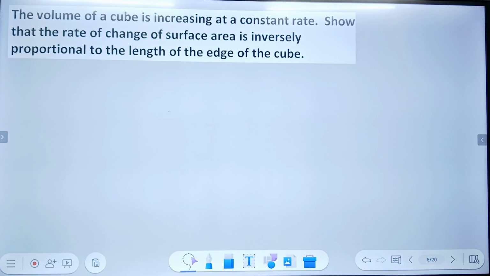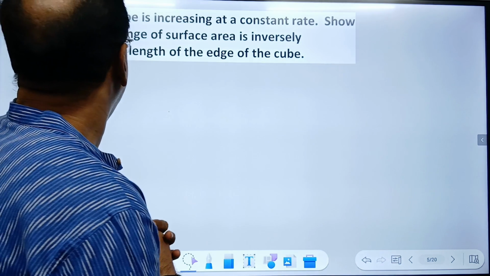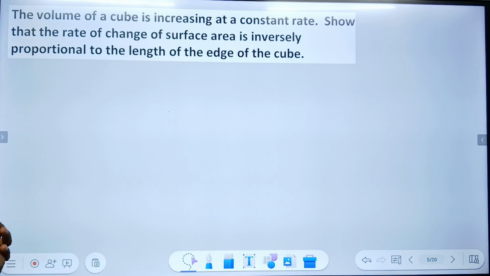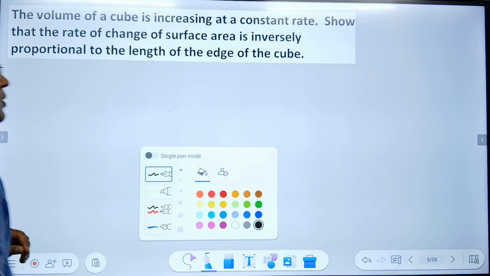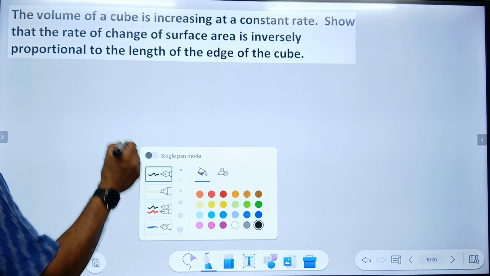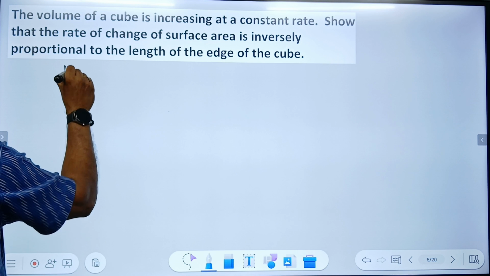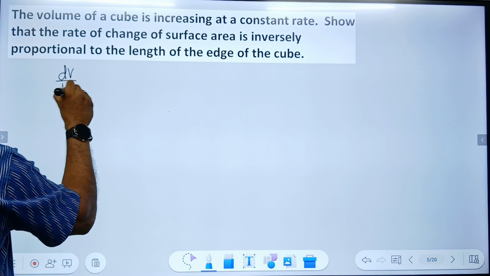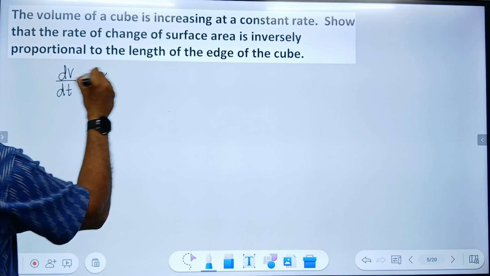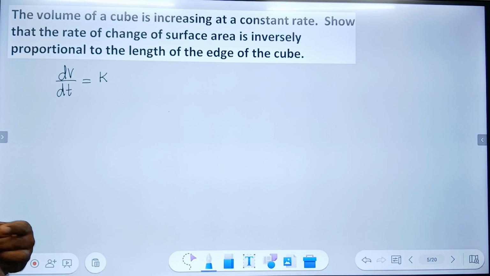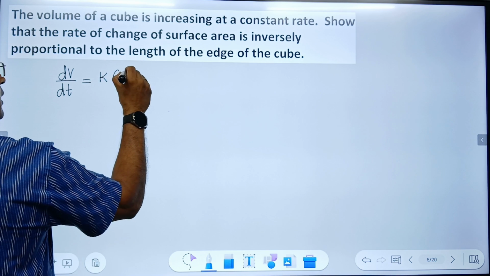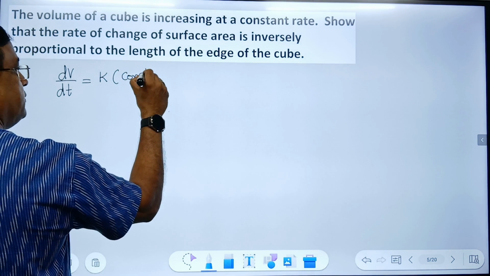Okay, let's go to the next question. The volume of a cube is increasing at a constant rate. Show that the rate of change of surface area is inversely proportional to the edge of the cube. So let me take the edge of the cube as x, and he has said that the volume is increasing at a constant rate. So I call it k. So dV by dt is k. k is a constant. This is what is given in the question.